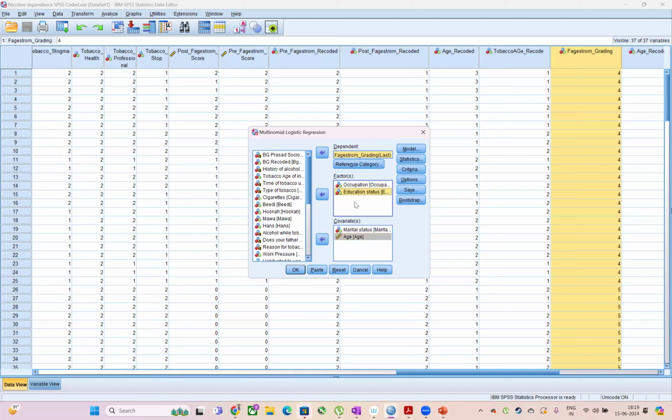And from that, whatever is found to be significant, you have to bring into the regression model. In the regression model, you have to keep the dependent variable over here. And here in factor and covariates, you have to define.